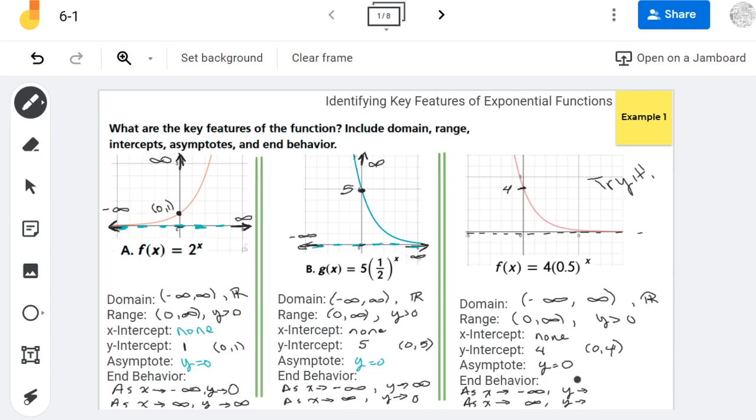Alright, so there's our sentence starters for our end behavior. So as x is going to negative infinity, so as we are going to the left, you can see on this one the graph is going up towards positive infinity. And as x approaches positive infinity, so as we go to the right, y is approaching 0.